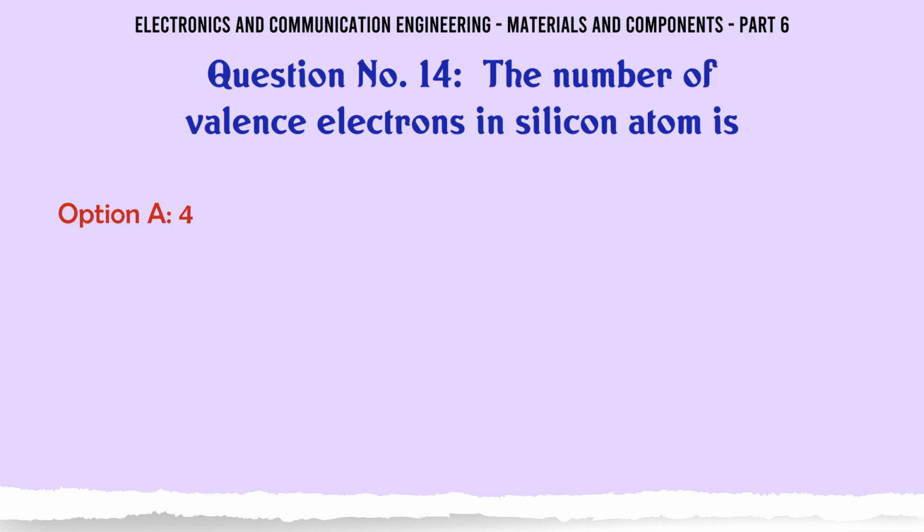The number of valence electrons in silicon atom is A. 4, B. 2, C. 1, D. 0. The correct answer is 4.